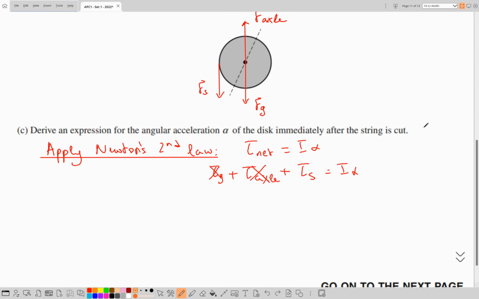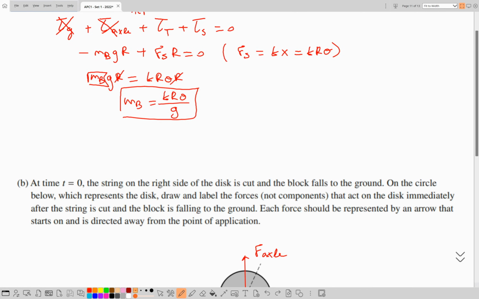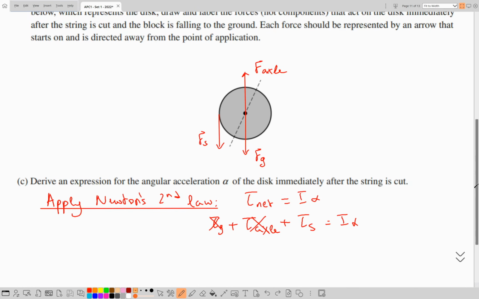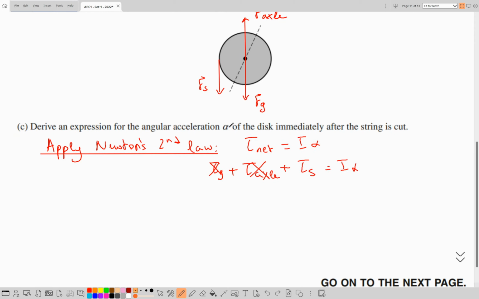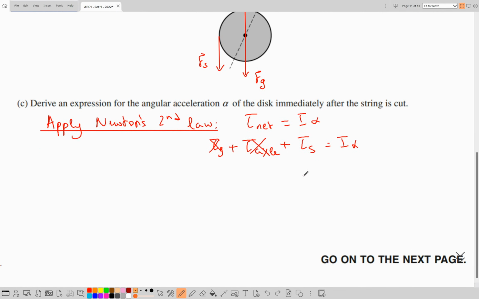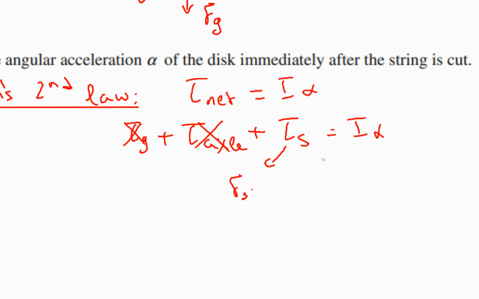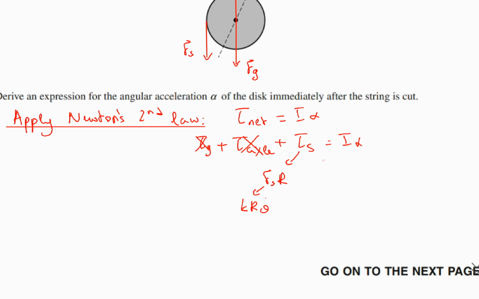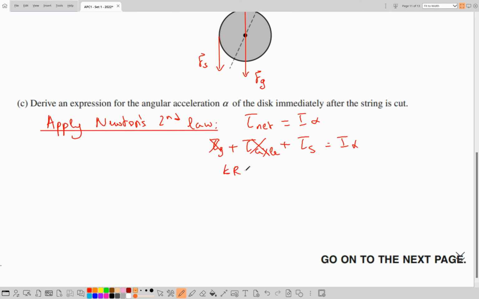Now, considering the positive direction to be counterclockwise, the force provided by the spring, as we have determined here, is given by k r theta, because we're still determining the angular acceleration alpha for the instant immediately after the string is cut. So as if we have stopped time, and the angle is again given by theta. So that would be the force of the spring multiplied by r. The force of the spring is given by kx, and x is given by r theta. So that would be k r theta multiplied by r, which is equal to the rotational inertia of the system.